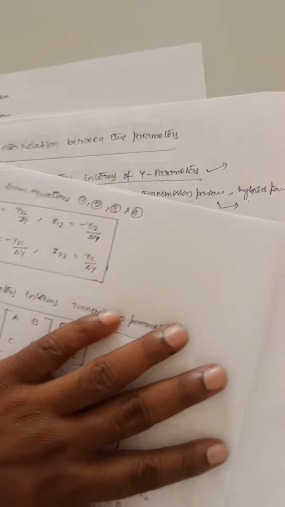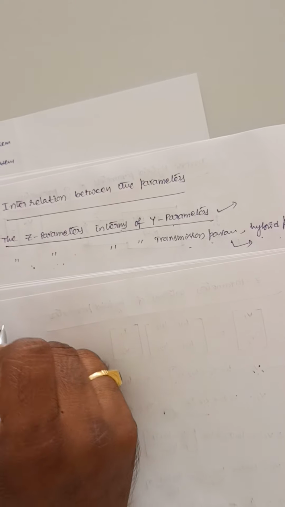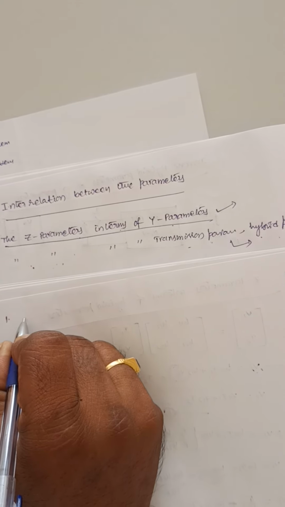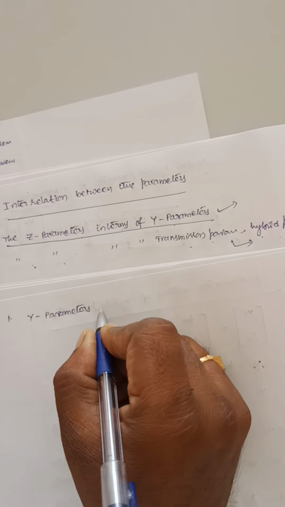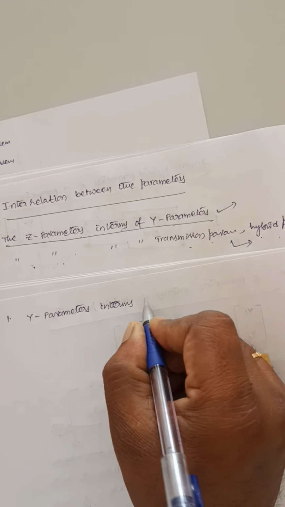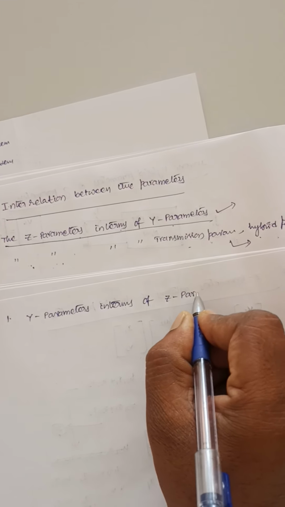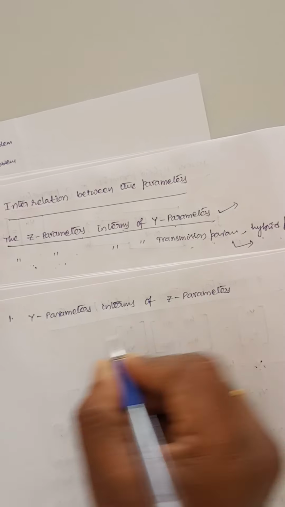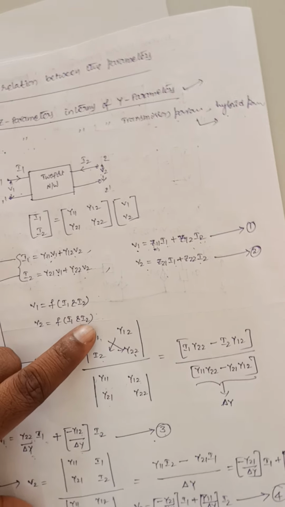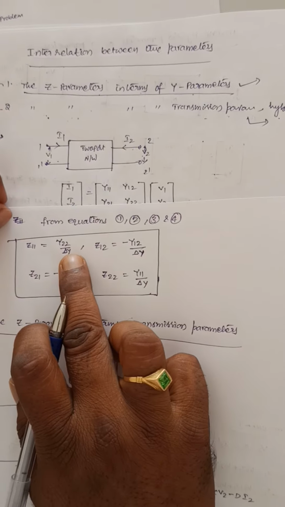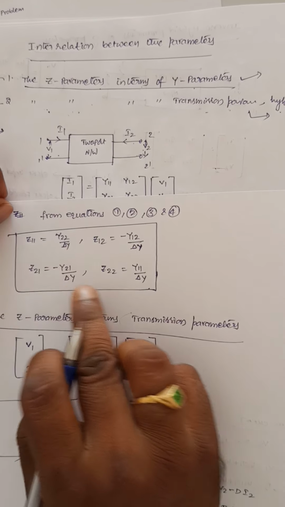Y parameters, next one, Y parameters in terms of Z parameters. If I want to find the Y parameters in terms of Z parameters, previously we found the relation for Z parameters in terms of Y parameters. That is Z11 is equal to Y22 divided by delta Y, and Z12, Z21 in terms of Y parameters.